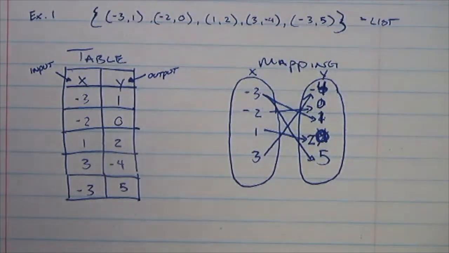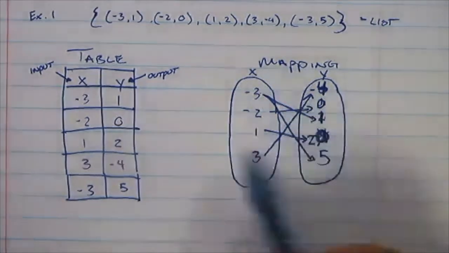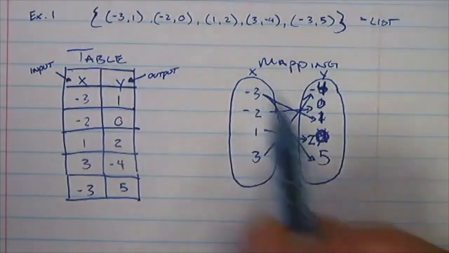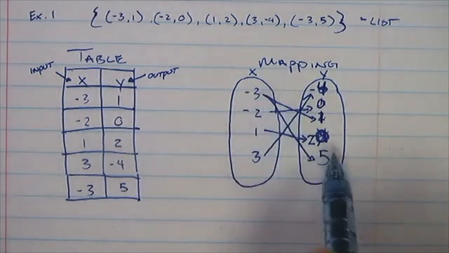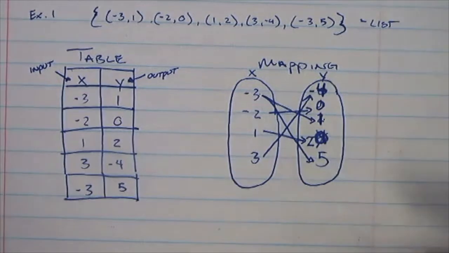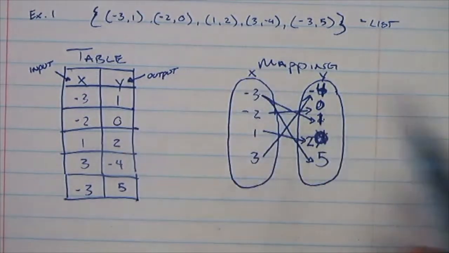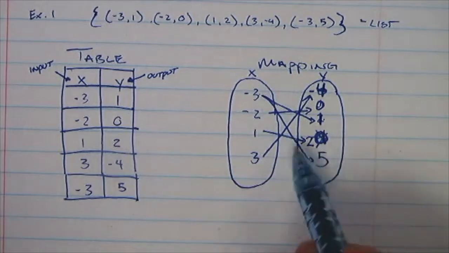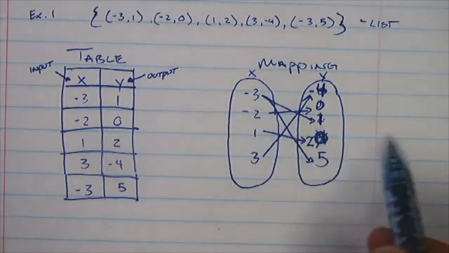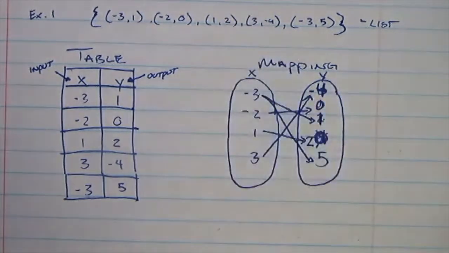So lots of different ways that you could go about representing them. The newest one for us is a mapping. And just remember, it's an X connected with its Y. So you could take that straight into a list or an input-output table or even a graph. Although I wouldn't suggest going straight from a mapping to a graph. I would make the list first and then plot those points.